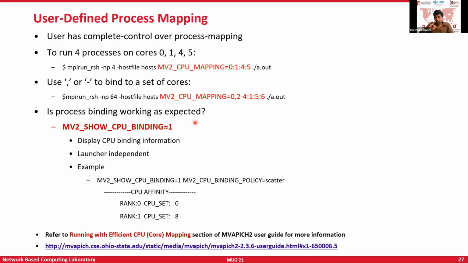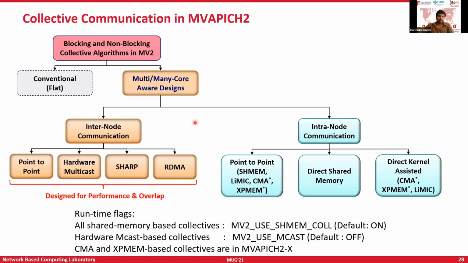So we went through point-to-point and process mapping. The next one is obviously collectives. So MVAPICH2 has different support for blocking as well as non-blocking algorithms. We have what is called the conventional or flat algorithms. And we also have multi and many core aware designs. So the multi and many core aware designs are typically hierarchical with a separate intranode and internode phase. And each phase can utilize one of many underlying transport mechanisms.